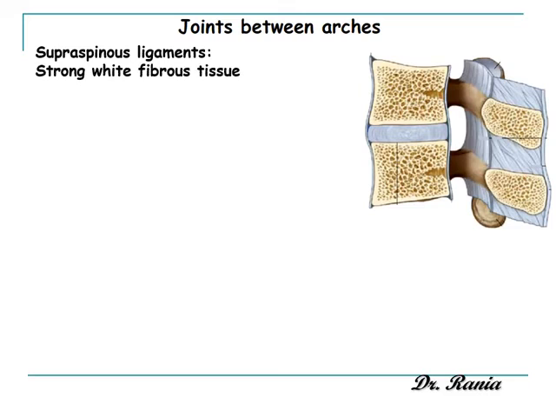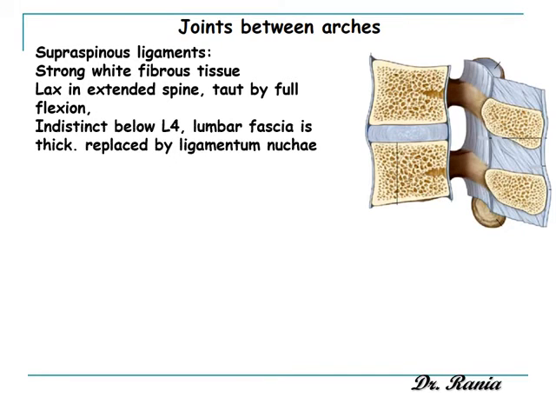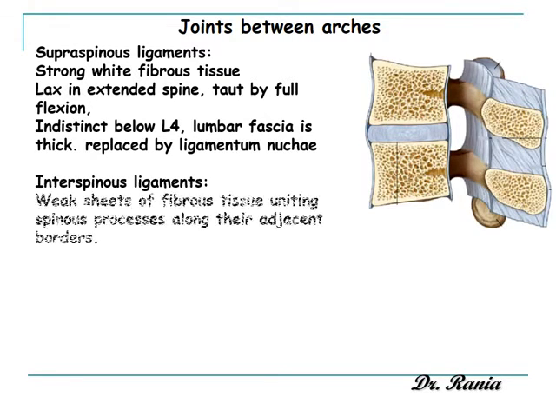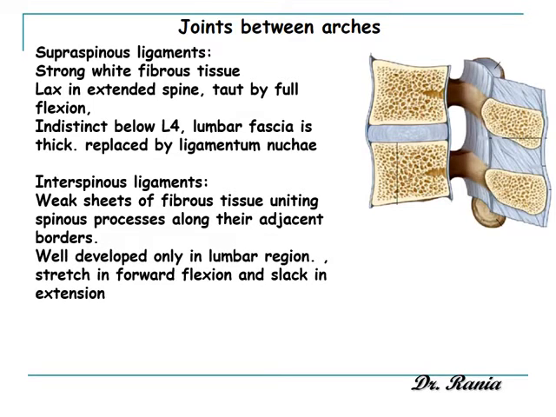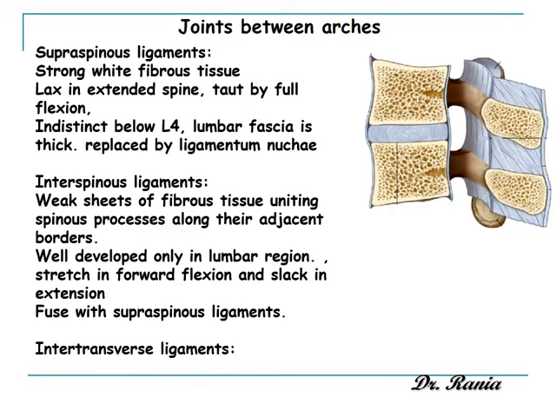There are supraspinous ligaments. Supraspinous ligaments are strong, white, fibrous tissue. They are lax in extension, in the extended spine, and taut in the fully flexed spine. It is indistinct below the fourth lumbar vertebra because of the presence of the lumbar fascia, and it is replaced in the neck by the ligamentum nuchae. Interspinous ligaments are weak sheaths of fascia uniting the spinous processes along their adjacent borders. They are well developed only in the lumbar region. They are stretched in forward flexion and slack in extension. They fuse with the supraspinous ligament.